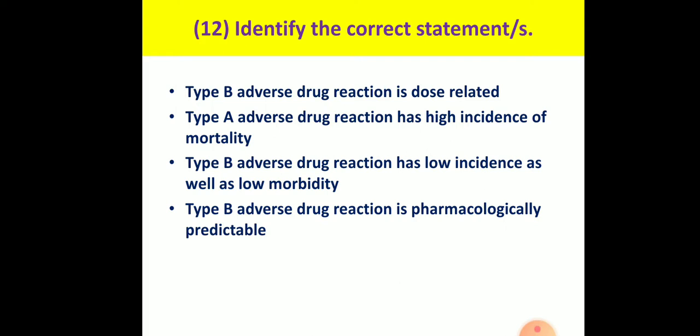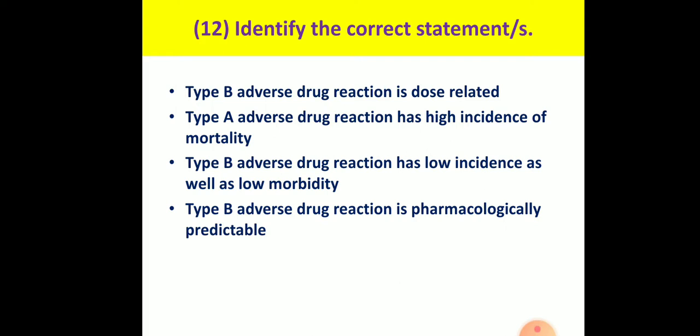Reaction is dose related, augmented, more common, but fortunately the mortality is less. Type B adverse drug reaction has a low incidence as well as low morbidity. Type B adverse drug reaction, as I told, is not dose related, bizarre, and its incidence is less. Now here you have to understand, when the type B adverse reaction occurs, the mortality will definitely be more as compared to type A, but morbidity is less.